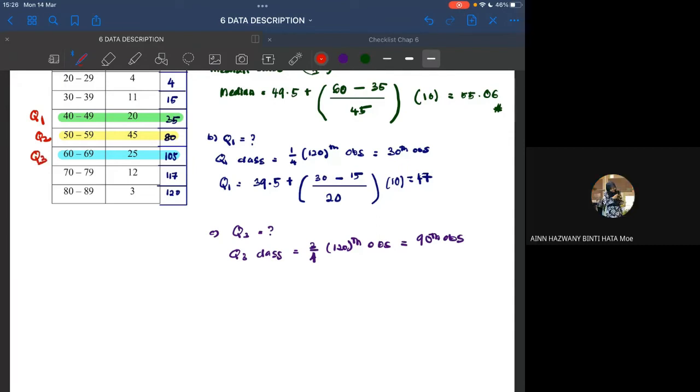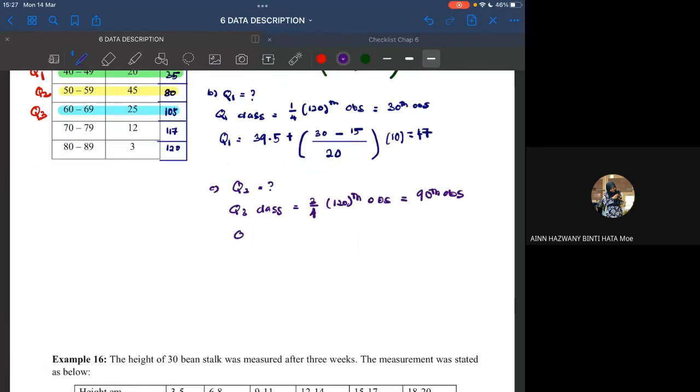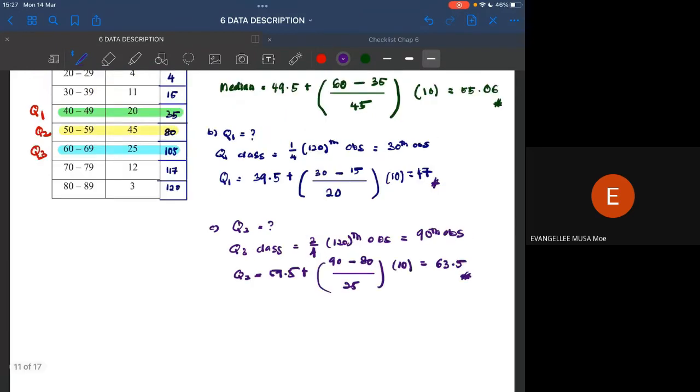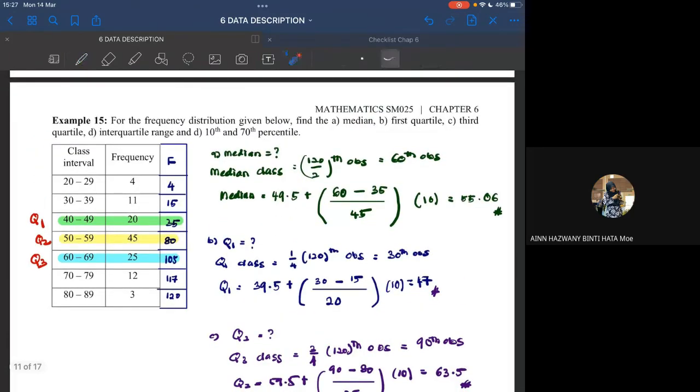Label yang kamu punya kelas tu dekat mana? Supaya tak tersalah tengok. So masuk semua dalam formula. Lower boundary is 59.5 plus 90 minus cumulative before, which is 80, over frequency of the class, which is 25, darab dengan class size, which is 10, and you'll get the answer. 63.5. Okay, so Q1, Q2, Q3 settle.